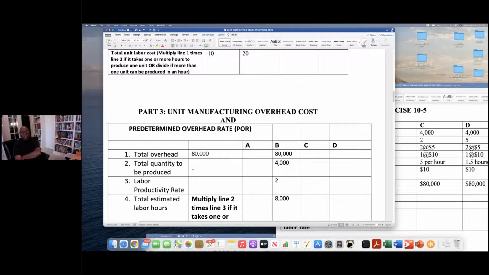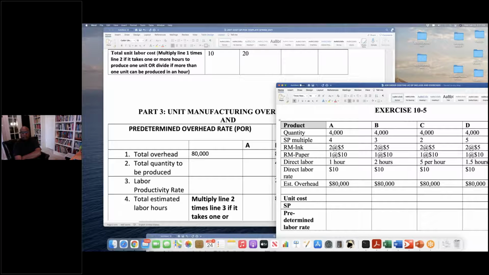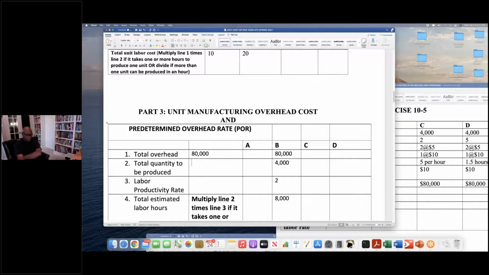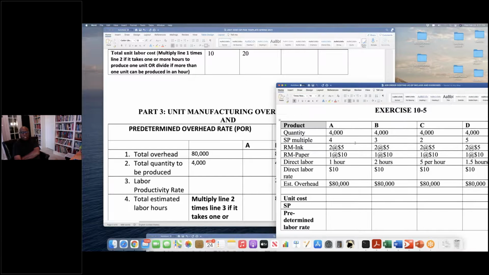What goes on the second line? The quantity. Quantity to be produced, 4,000. So the first two things in this chart: total overhead, 80,000 there, and quantity to be produced, 4,000 there.